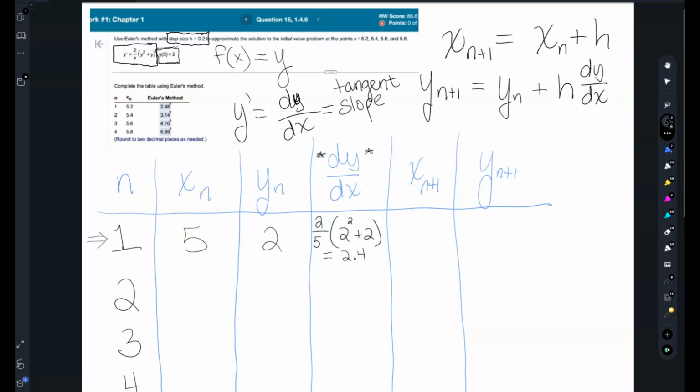Remember back to algebra class, when you have a slope, you can always think of it as a rise over a run.